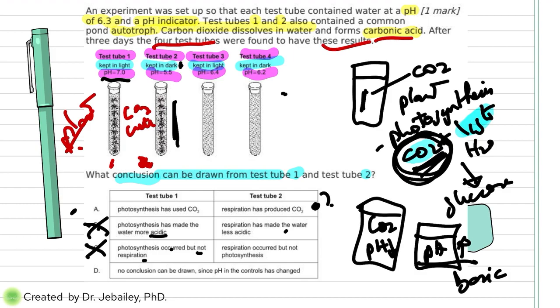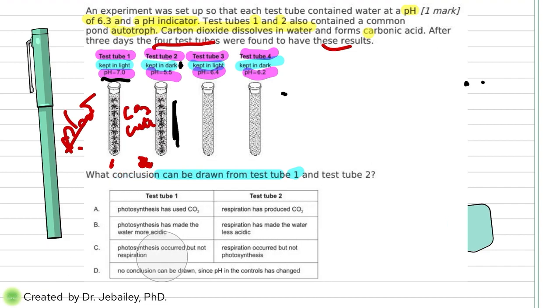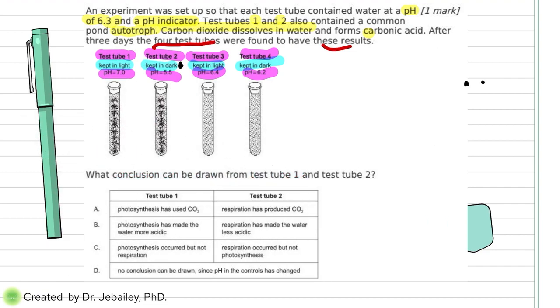And then D, no conclusion can be drawn since pH in the controls has changed. No, it hasn't. So you can't figure out from this. So the right answer is A. A is the closest to anything. And again, just to reaffirm why, I'm going to show you why it is A here. Because look, for photosynthesis, there are plants in this too.